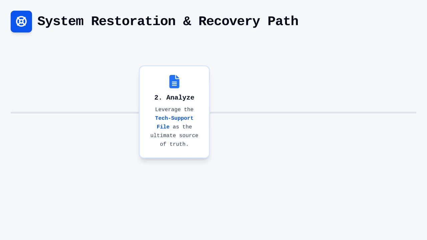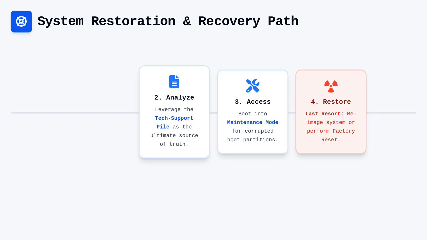If an appliance reaches an irrecoverable state, you must have a clear path to restoration. The tech support file is the ultimate source of truth when working with support, but you should also be comfortable with the system's recovery modes. If a software update fails or the boot partition becomes corrupted, booting the firewall into maintenance mode allows you to re-image the system or perform a factory reset. This is the last resort, intended for situations where the standard configuration management tools are inaccessible.